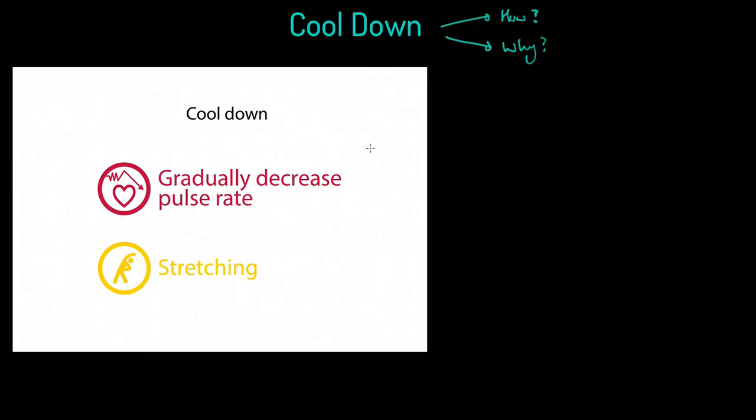Okay, so first of all, the how. We're talking about a cool down in an active sense, and of course the cool down is by definition active. We're talking about a gradual decrease of pulse rate. Look at this arrow coming down. We're talking about maintaining activity, but in such a style that we get this gradual decrease.